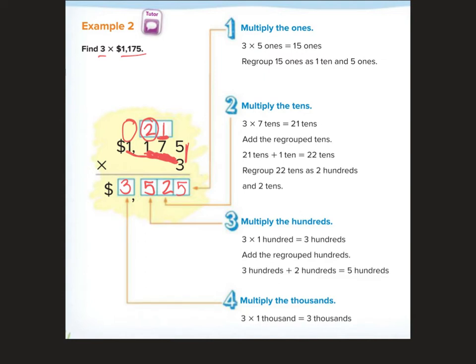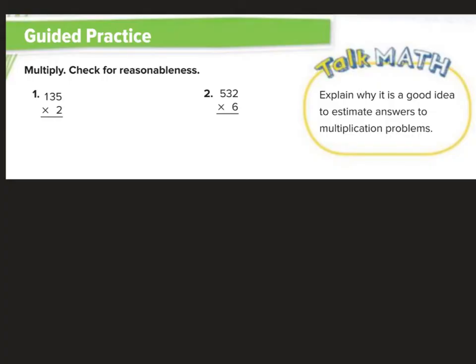3,525 is my answer. Okay, let's do some more practice here. Multiply and check for reasonableness. So that means we need to estimate. I'm going to circle that so I don't forget it.